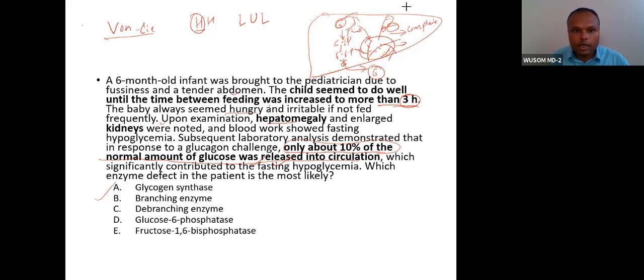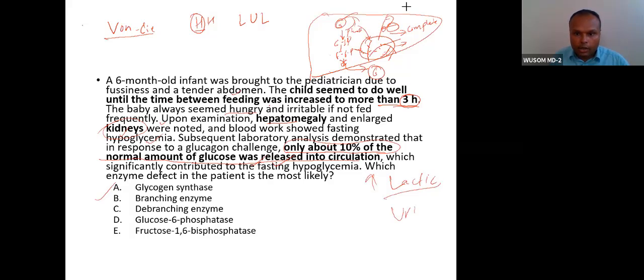Upon examination, you can see this, and the kidney also. So the kidney is sometimes involved here also. So don't focus on this, it is a confusing type of thing. Blood work showed hypoglycemia, and subsequent laboratory analysis demonstrated this. And you don't see anywhere hyperlactic acidemia. You don't see a high lactic acid here.